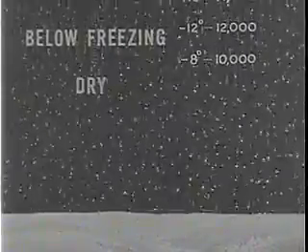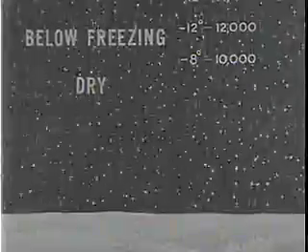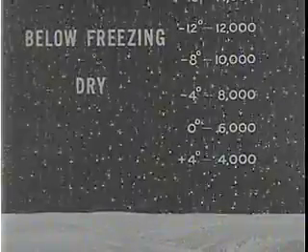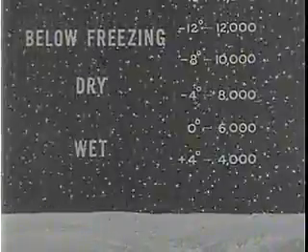Falling snow indicates that temperatures aloft are well below freezing. As long as the temperature of the air remains cold enough, the snow will stay dry and well frozen. But at temperatures closer to the freezing level, the snow will begin to melt and become wet.